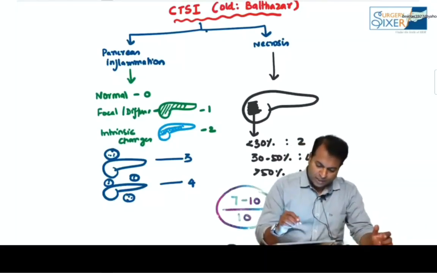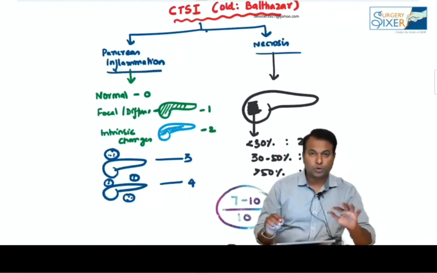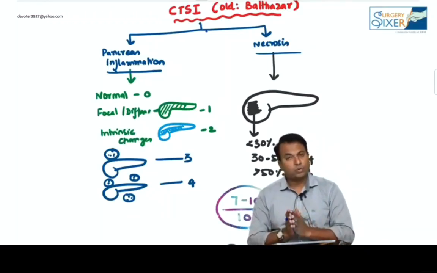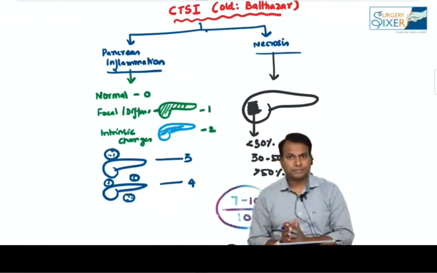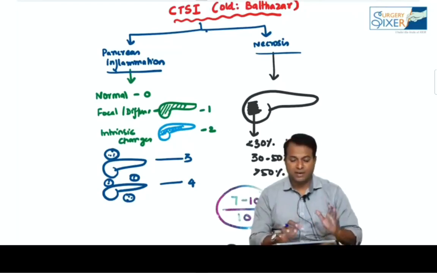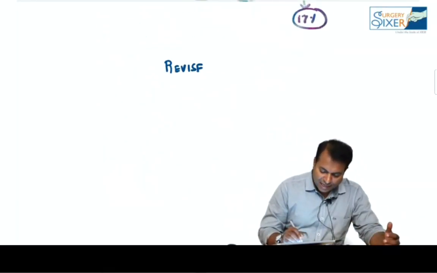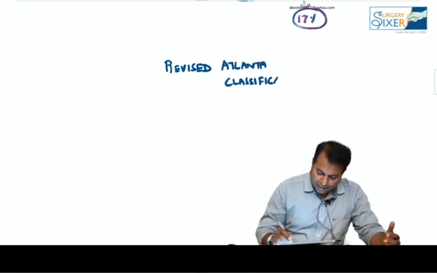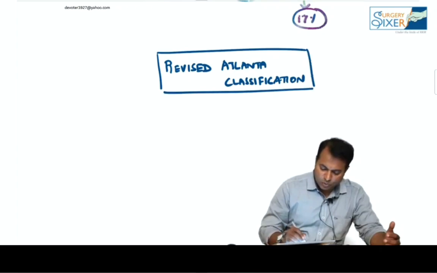So the point you should remember here is we should look for inflammation and necrosis. Please don't forget this scoring system, which is the best used scoring system by surgeons. By surgeons, the most commonly used scoring system is the CT severity index. Then what are we gastroenterologists using? We are using another scoring system, which is the revised Atlanta classification or score. Please don't forget this scoring system.